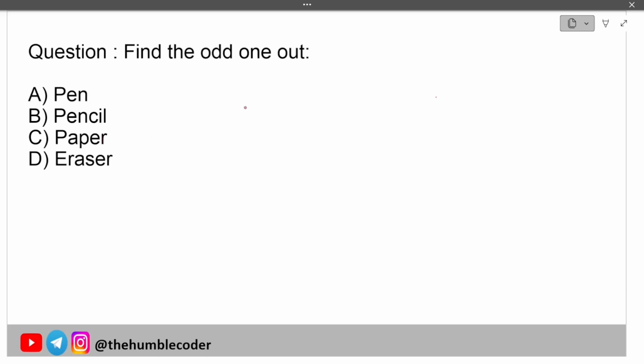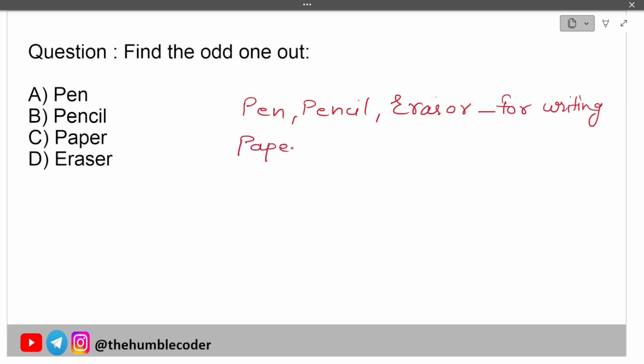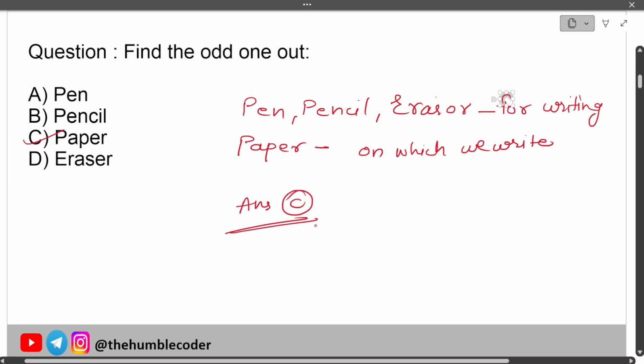So, let me tell you, pen, pencil and eraser. What are these 3 things? These are things which we use for writing. And what is paper? Paper is one such thing on which we write. So it is very clear that paper is the correct option in this case, option number C. Let's move on to the next question now.